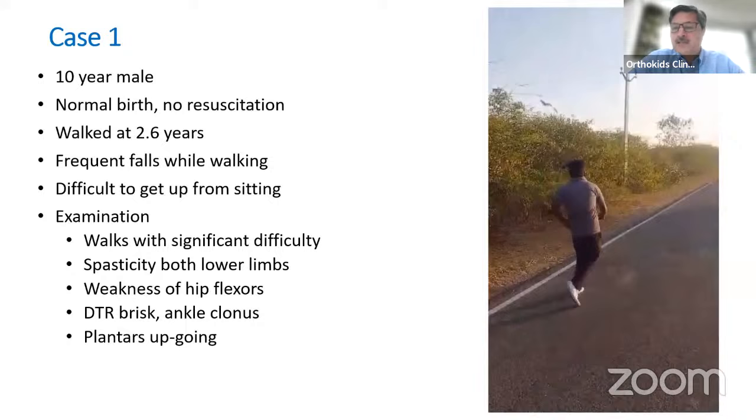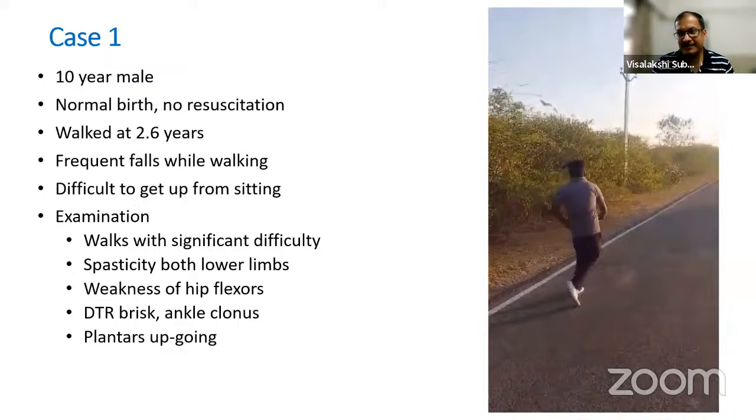So that we see many a times. And when we get their MRIs, they show subtle changes of cerebral palsy. So that is one thing. Normal births and no resuscitation, we cannot say that it is not cerebral palsy. That's one. There is delayed milestone, frequent falls while walking. When you say difficult to get up from sitting, that means there is proximal muscle weakness.